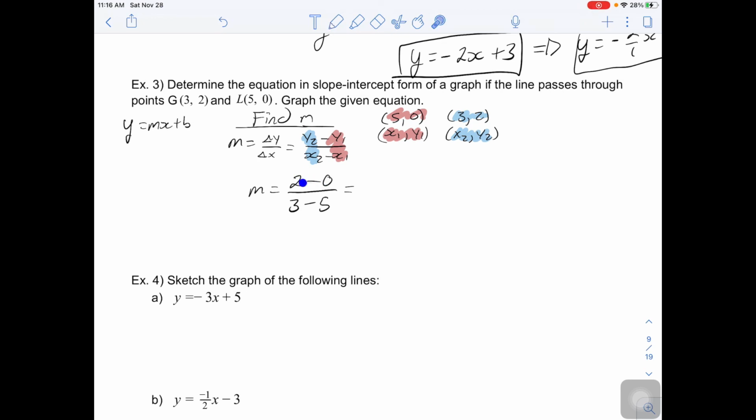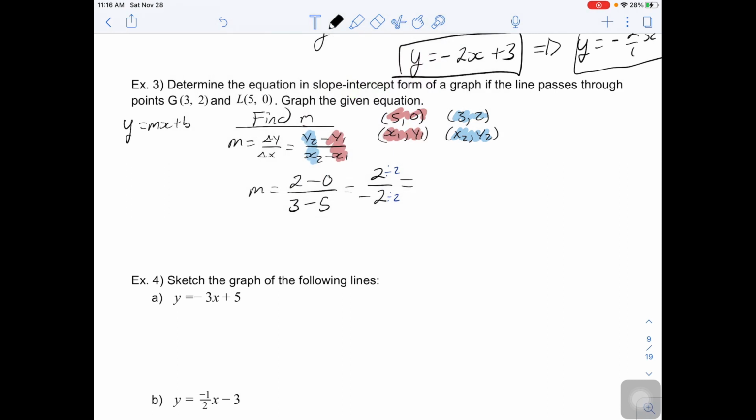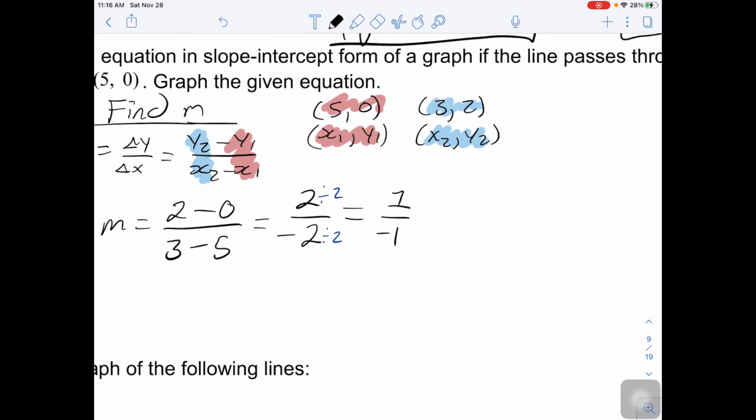2 minus 0 is 2. 3 minus 5 is negative 2. And here, recognize that both numbers are divisible by 2, because they are 2. So that's going to leave me with 1 over negative 1. Here, this can definitely get a little bit more strange. Some people find this a little confusing. 1 dividing by -1 gives us -1.